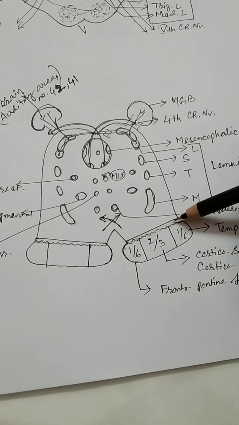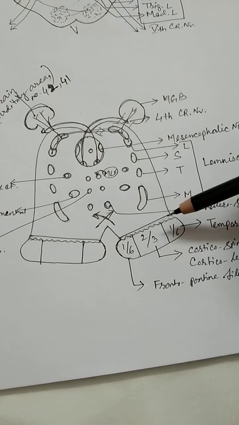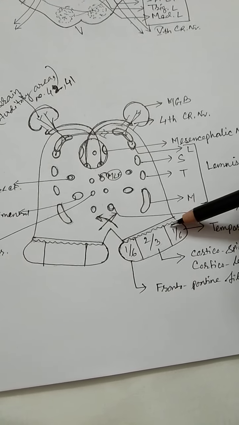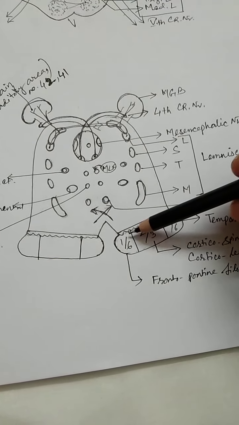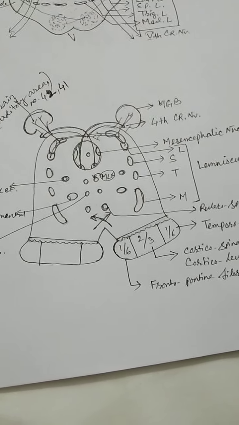The pars compacta consists of small-sized multipolar neurons, and the anterior part, which is rich in iron, consists of a smaller number of large-sized multipolar neurons.